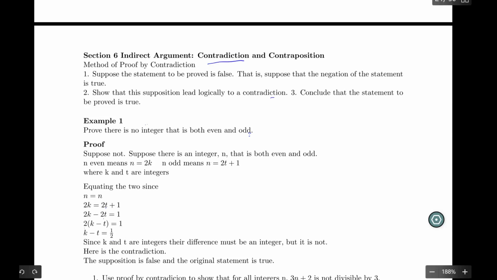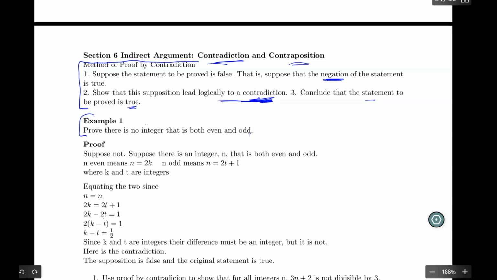Okay, so let's learn about proof by contradiction, and then I'll do contraposition on the next page. So proof by contradiction, here's the deal. We're going to suppose the statement to be proved is false. That is, we're going to take the negation of the statement. We show that it leads to a contradiction, so that means the original statement is true. Got it? Take the statement, take the negation of it, show that that's wrong, and so if it's not false, it must be true. All right, so let's look at this example here.